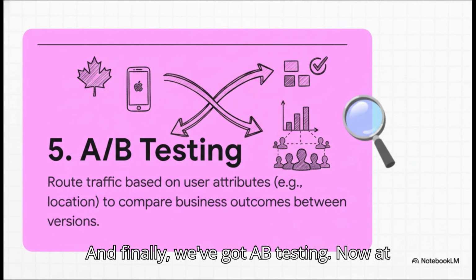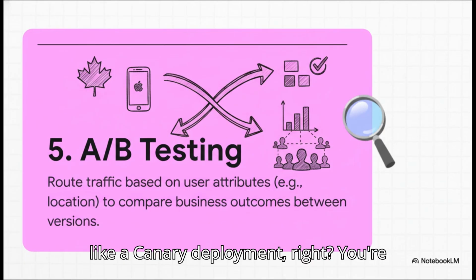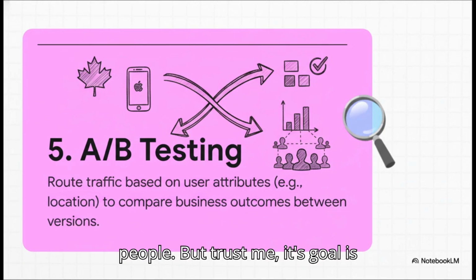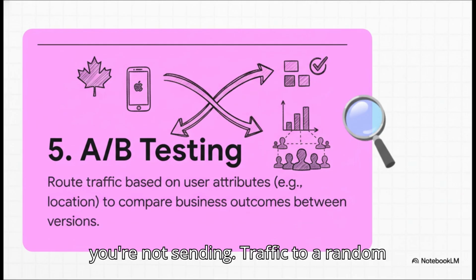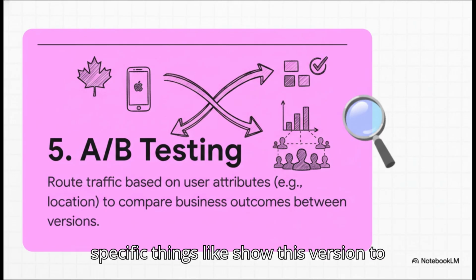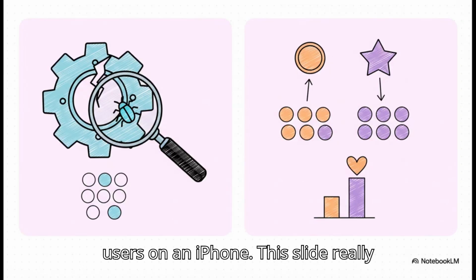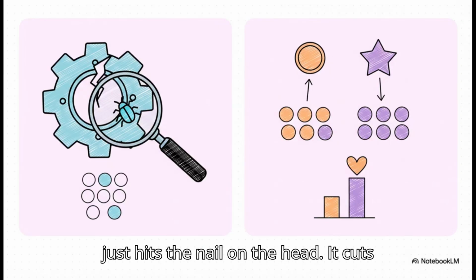And finally, we've got A/B testing. Now, at first glance, this might look a whole lot like a canary deployment, right? You're sending different versions to different people. But trust me, its goal is completely different. With A/B testing, you're not sending traffic to a random percentage. You're routing it based on specific things, like show this version to users in Canada or show that version to users on an iPhone.